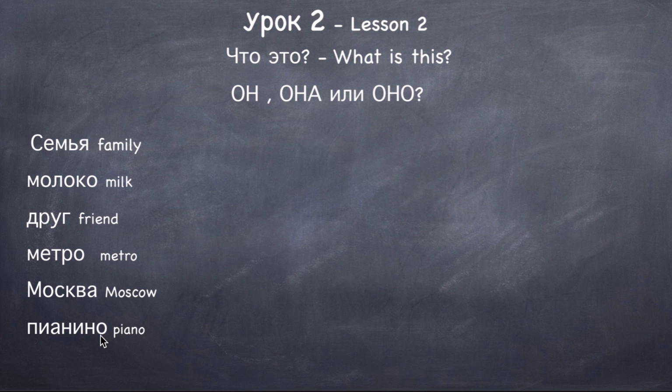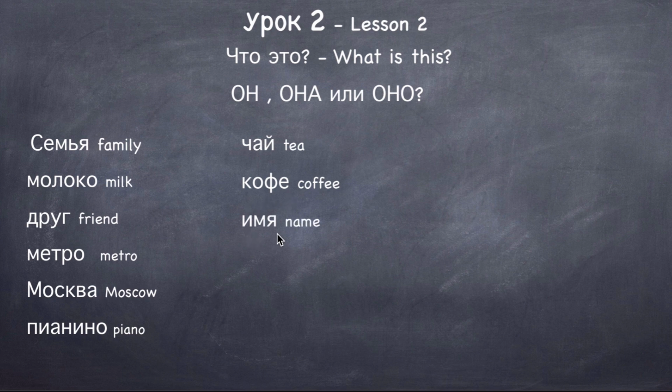Pianino – оно. It ends with o, although it sounds like pianino, reduced vowel at the end. But still, the letter is o, therefore it's the neuter gender. Чай – он. Кофе – он. It's an exception, actually. Coffee is он, although a big part of the Russian population will call it оно, so you will not be mistaken even if you make a mistake.